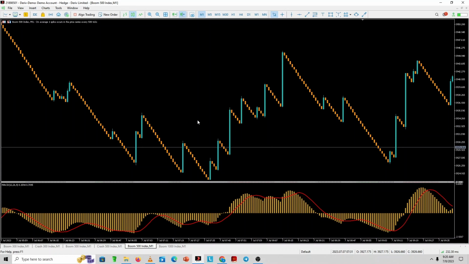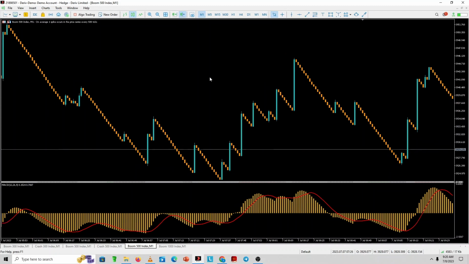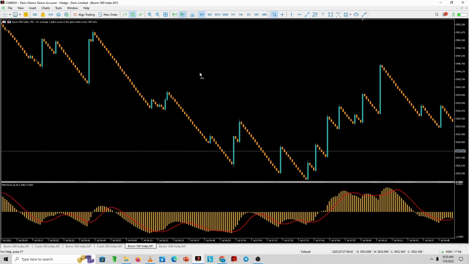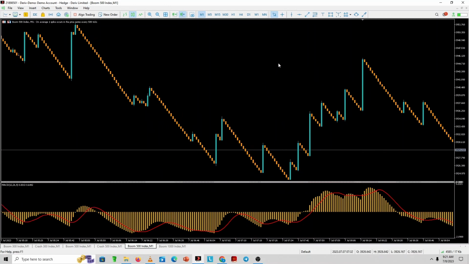And remember guys, we're only going to be trading spikes, and we're going to be trading using this strategy on the 1 minute time frame. So what are we going to be looking for in this particular strategy? It's important that you master these patterns when trading Boom and Crash, because you're going to be seeing these patterns again and again.